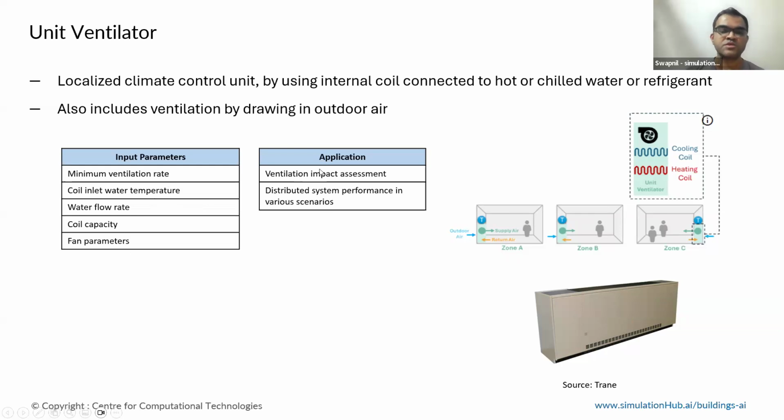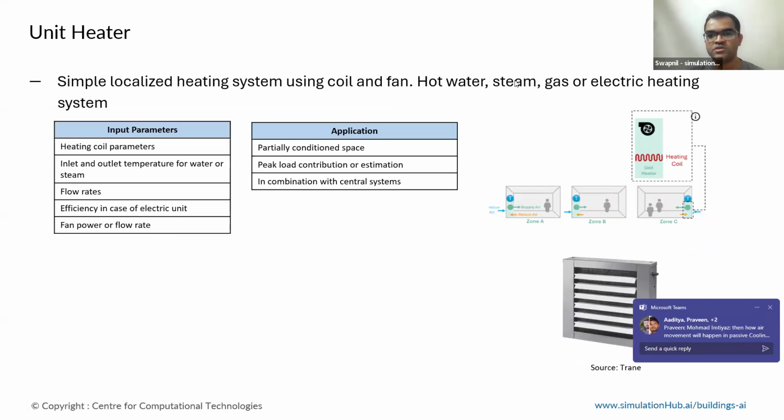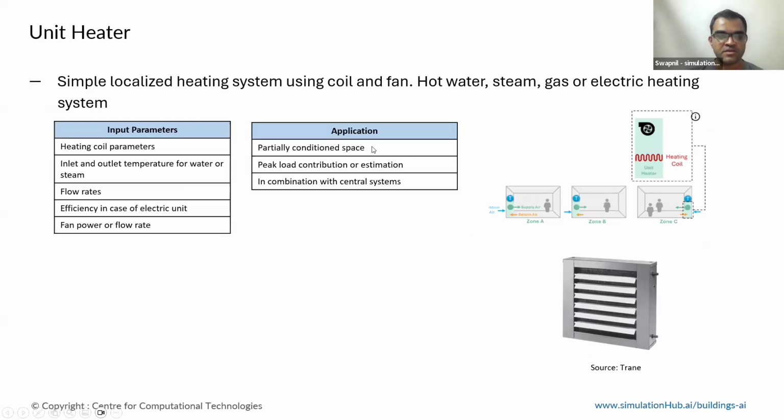This can be used to study ventilation impact assessment in the energy analysis, as well as various distributed system performance scenarios. Unit heater is also available as a unit system in the library. This is basically a simple localized heater which blows room air over a coil. So you can use hot water, steam, or gas or electric heating as a parameter in this system in the library.